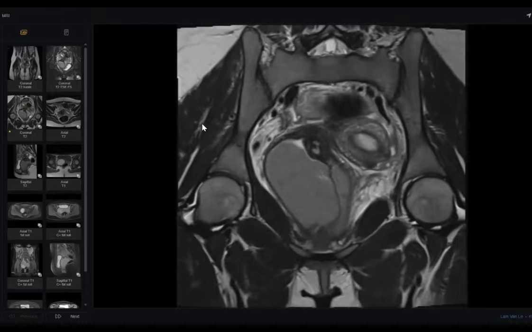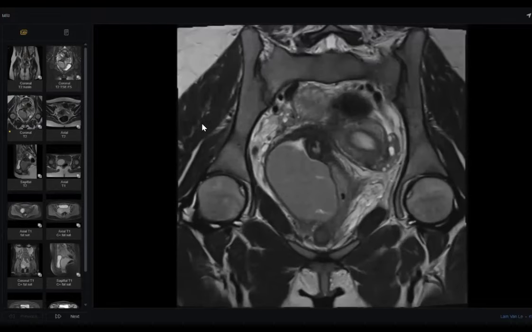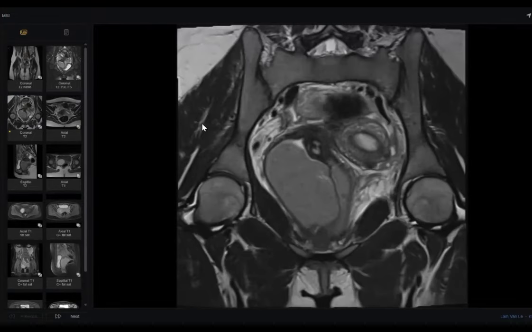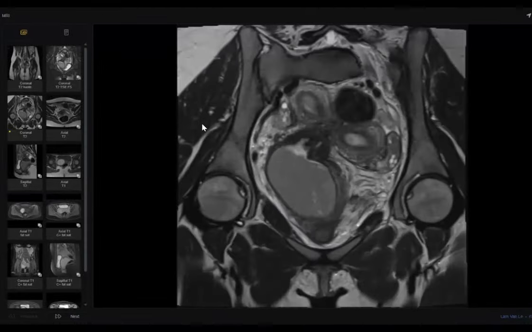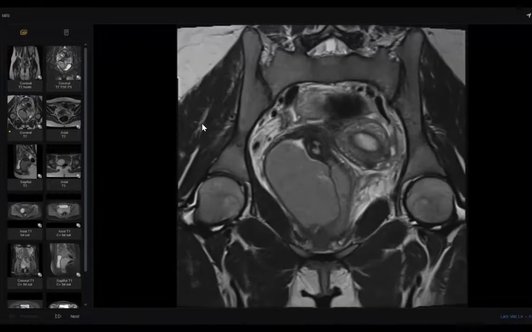So I can see that there is a large dilated cervix. So the cervix appears grossly dilated. Sorry, the vagina is appearing grossly dilated with blood contents noted within. So I think it is because of an imperforate hymen or a transverse vaginal septum. So that will be a type V3 malformation associated with didelphys uterus.